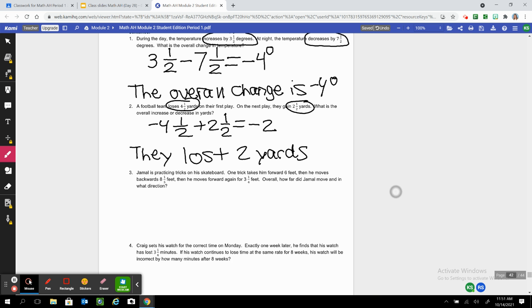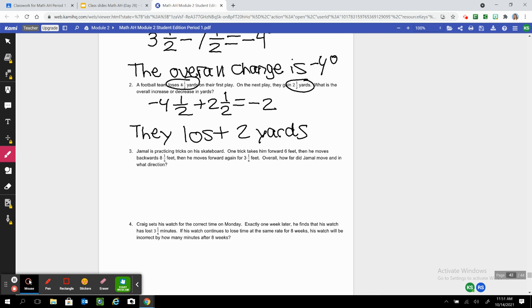All right, moving on to the next one. We have Jamal is practicing tricks on a skateboard. One trick takes him forward 6 feet, and then he moves backwards 8 1/5 feet, and then he moves forward again 3 1/4 feet. Overall, how far did Jamal move and in what direction? So we have positive 6, we have a backwards as a negative 8 1/5, and then we have a forward move again as 3 1/4. So we're going to have to find common denominators for all of these fractions.